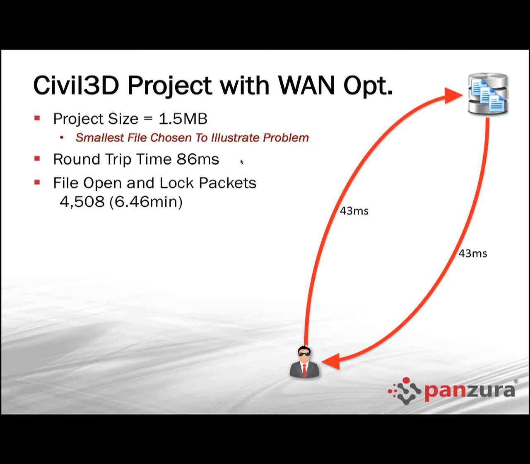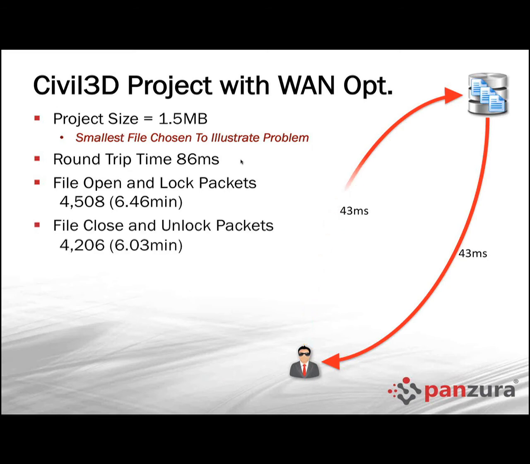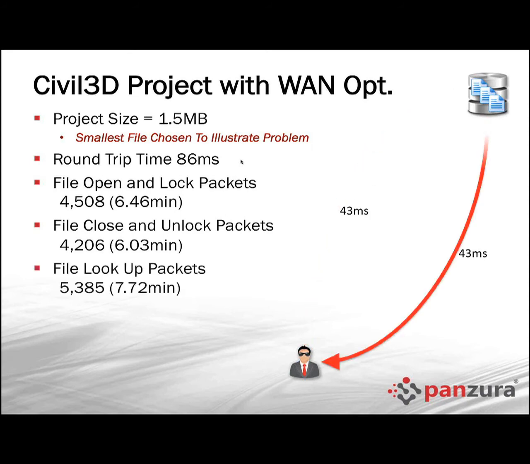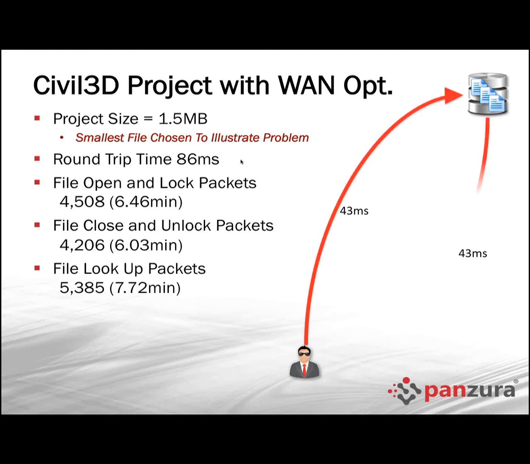Now let's think about it. If you're going to do opens and locks, you're going to do approximately the same amount of closes and unlocks. And prior to that, you had to do about the same number of lookups. So if you add all those up, you're up around 18 to 20 minutes. And you haven't moved any data, you've just checked. This is the chatter, if you will, of opening a project. It's all the verifications. And these are things that bandwidth and WAN acceleration cannot address.